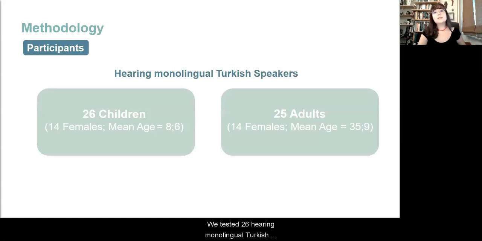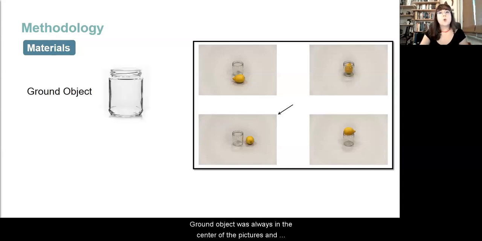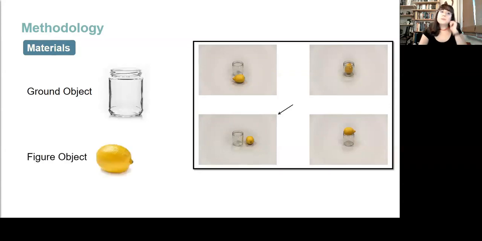We tested 26 hearing monolingual Turkish-speaking children and 25 adults. We designed an experiment in which participants were describing pictures of objects in various spatial configurations. In each display, there were 4 pictures, and every picture had the same 2 objects, but these objects were in a different spatial relationship. The ground object was always in the center of the pictures, and the figure object changed its location in relation to the ground object. Within one display, the target picture to be described was pointed out by an arrow.